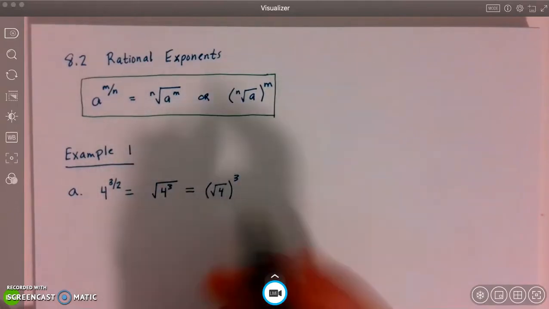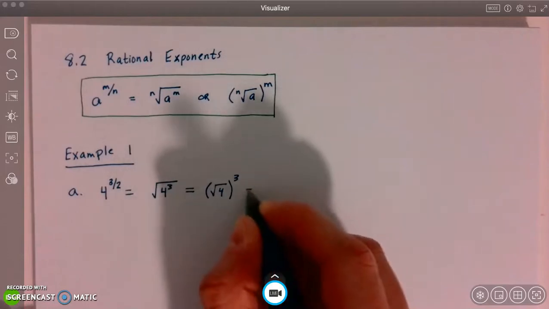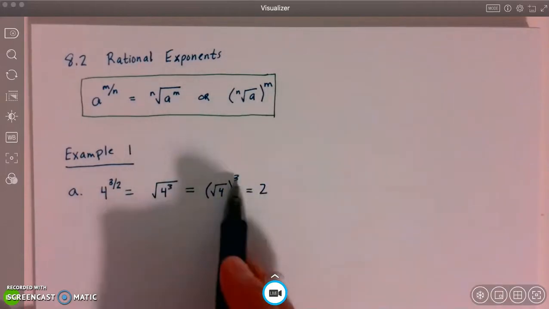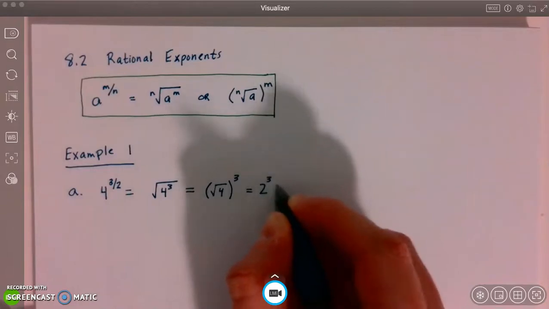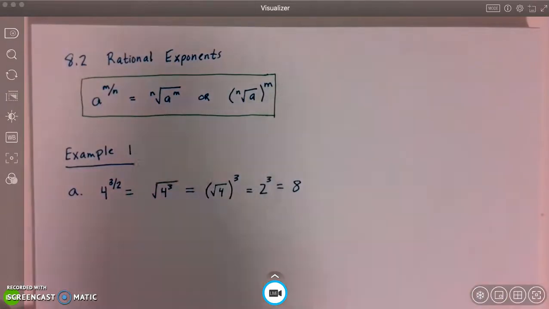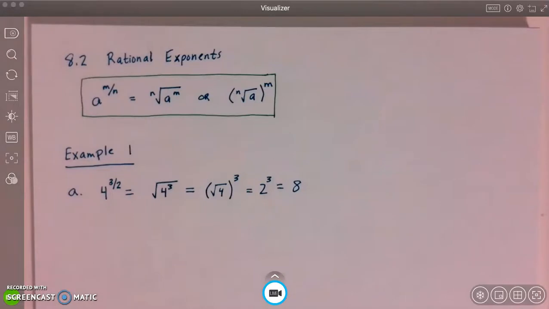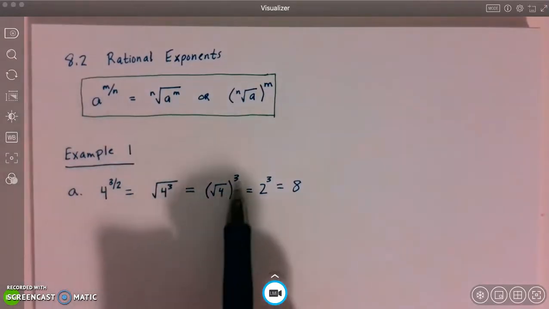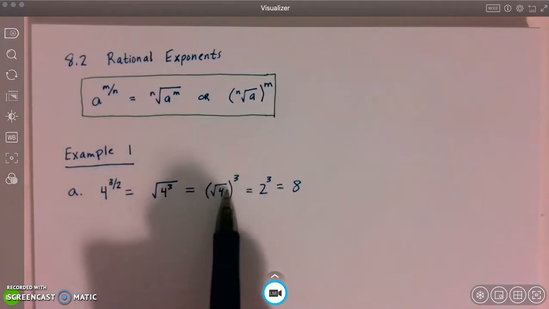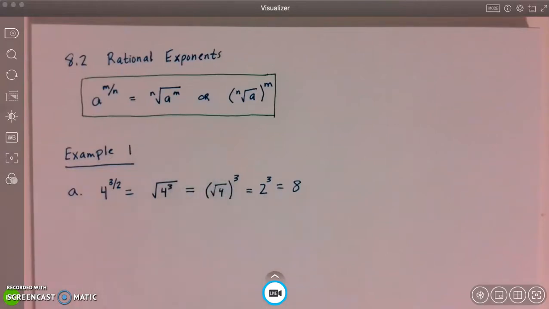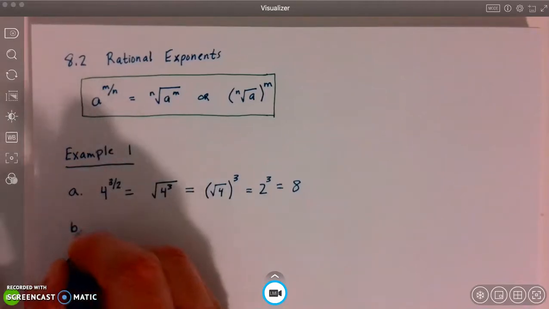So now the square root of 4, that's easy for us, right? We know that that's 2, and now we have 2 cubed, and 2 cubed is 8. All right, so either way, we get a final answer of 8. But this is just to show you that sometimes it's really convenient to put that exponent on the outside because you can do smaller operations or just less math first and then raise it to the exponent. All right, let's take a look at the next example.